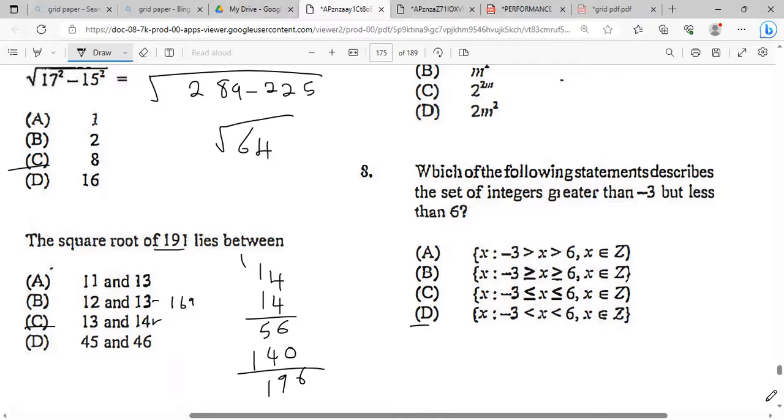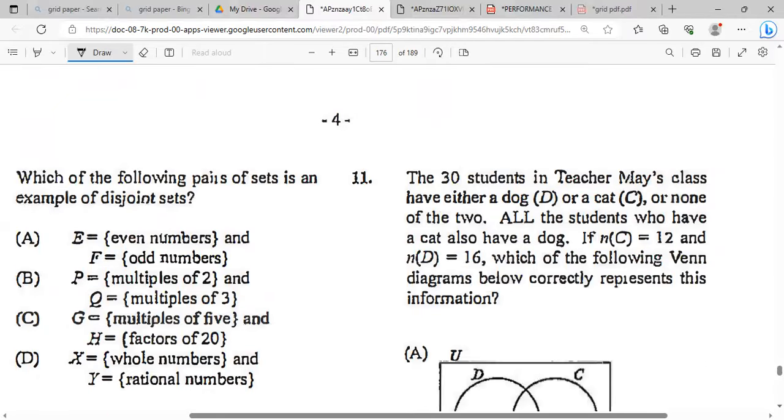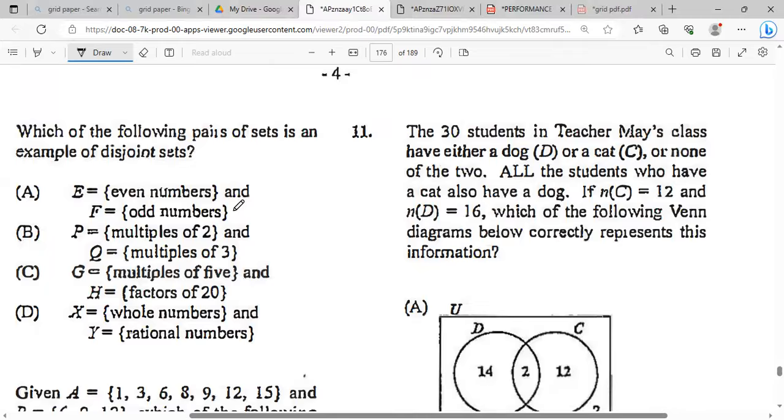All right, let's move on to number 9. Which of the following pairs of sets is an example of a disjoint set? Now, a disjoint set is when there's nothing in common. So that would be A. A number cannot be even and odd. It's either odd or even. All right, so that's pretty straightforward.